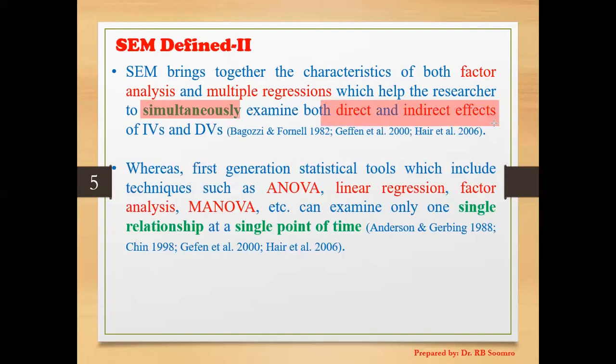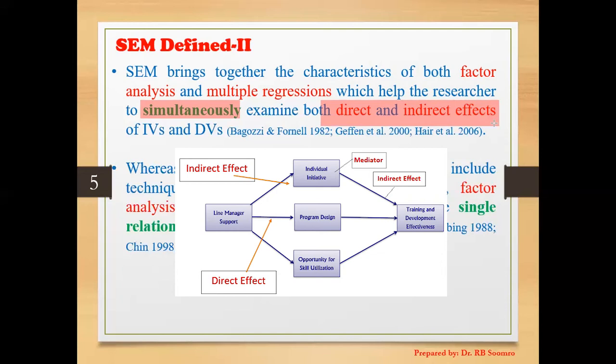The direct effect means that when you are going to check the impact of an independent variable on the dependent variable, you draw one arrow which starts from the IV and ends at the DV. So this shows that you want to measure the impact of the independent variable on the dependent variable. This is the direct effect.